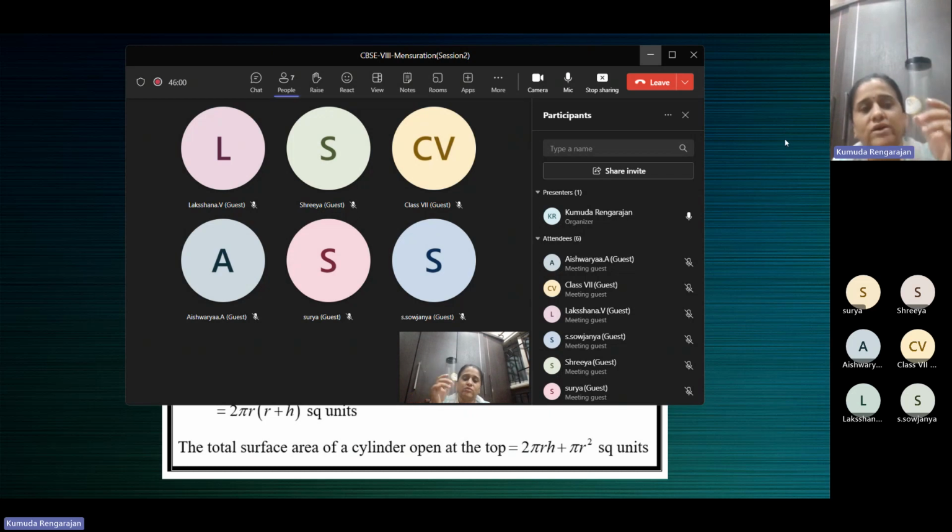So to find the volume of the cylinder, it is the area of the uniform cross section into height. And to find the curved surface area of the cylinder, it is the perimeter of the uniform cross section into height. I repeat, not all solids have a uniform cross section, like a cone. A cone does not have a uniform cross section.